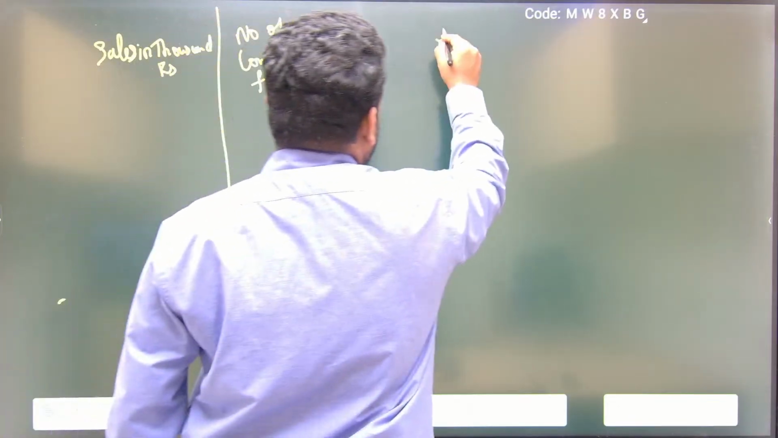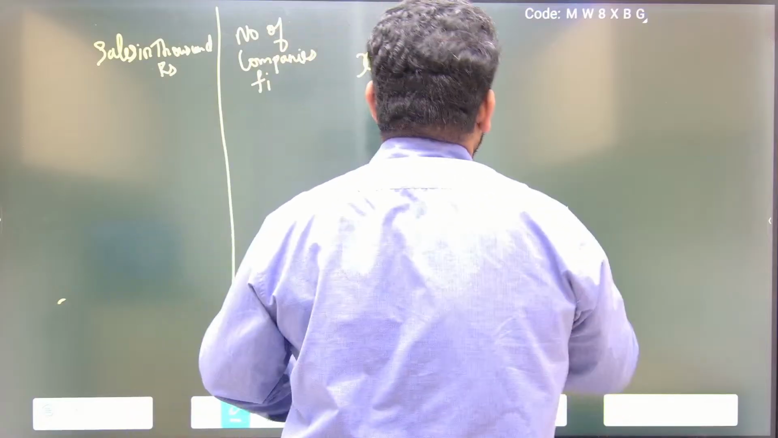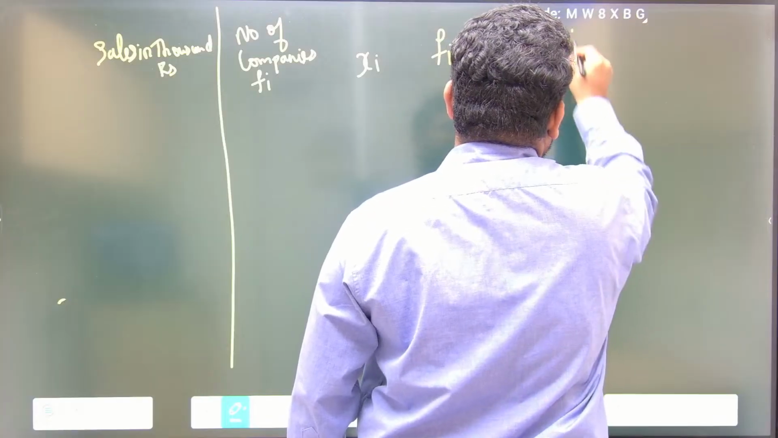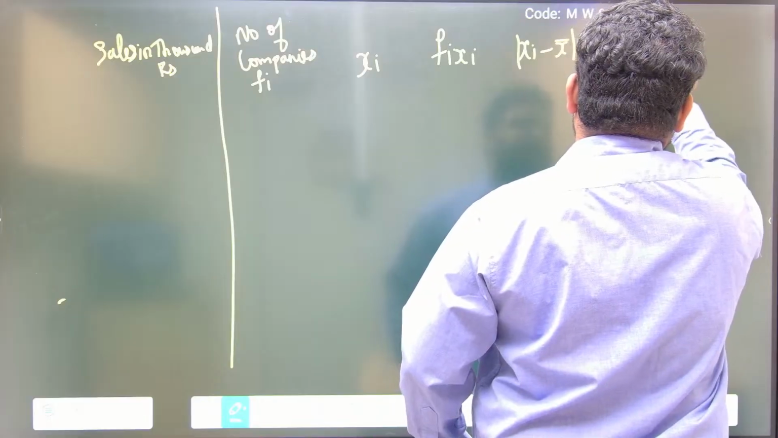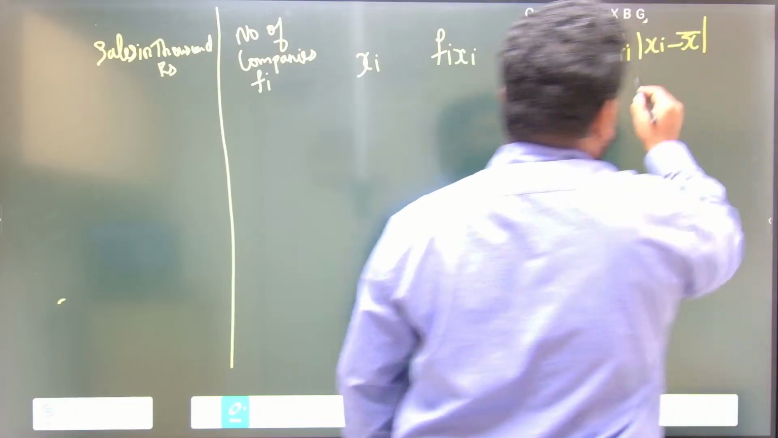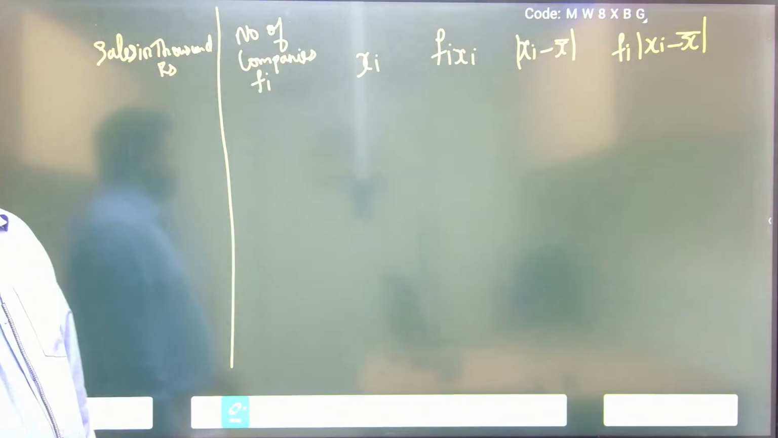Then we have to find fi xi. Then again xi minus x bar. X bar is nothing but the arithmetic mean. Then we have to find fi into xi minus x bar, where x bar is the arithmetic mean which I told you. Then the summation of all these things.